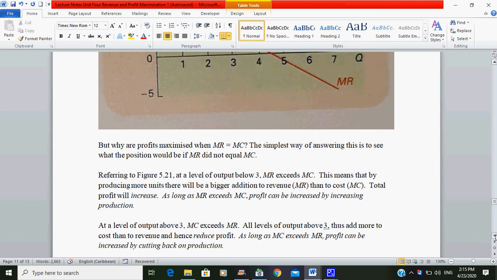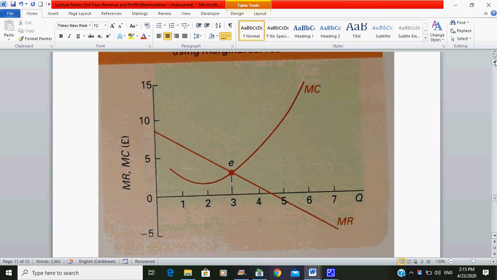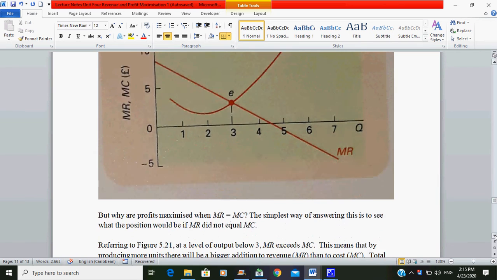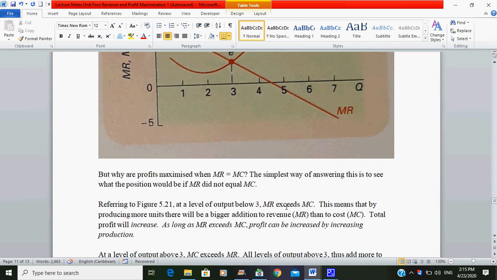Referring to figure 5.21, at a level of output below 3, MR is above MC, which is below right here. This means that by producing more units, there will be a what? Bigger addition to marginal revenue than to cost. Total profit will increase as long as MR exceeds what? MC. Profit can be increased by increasing what?